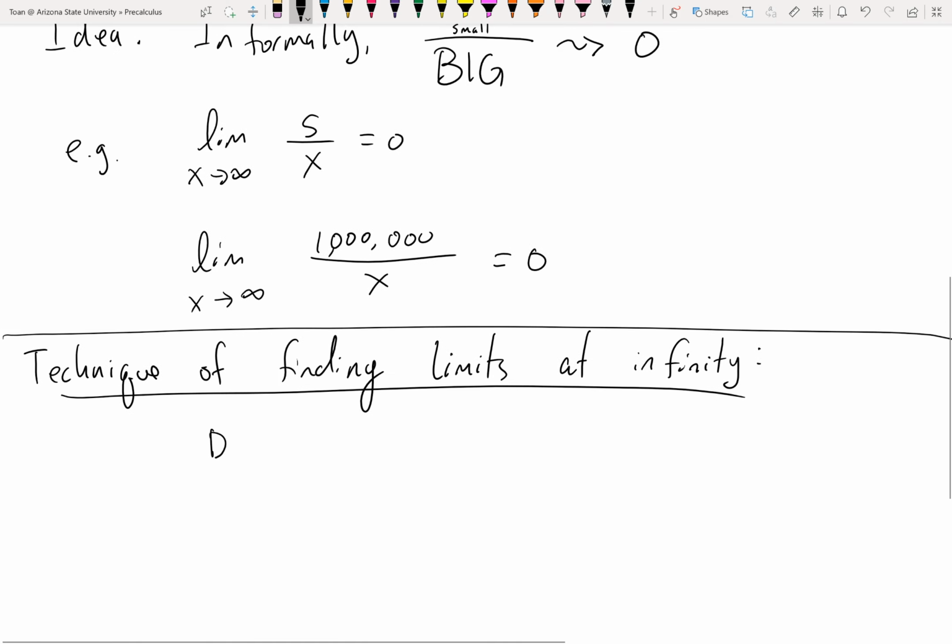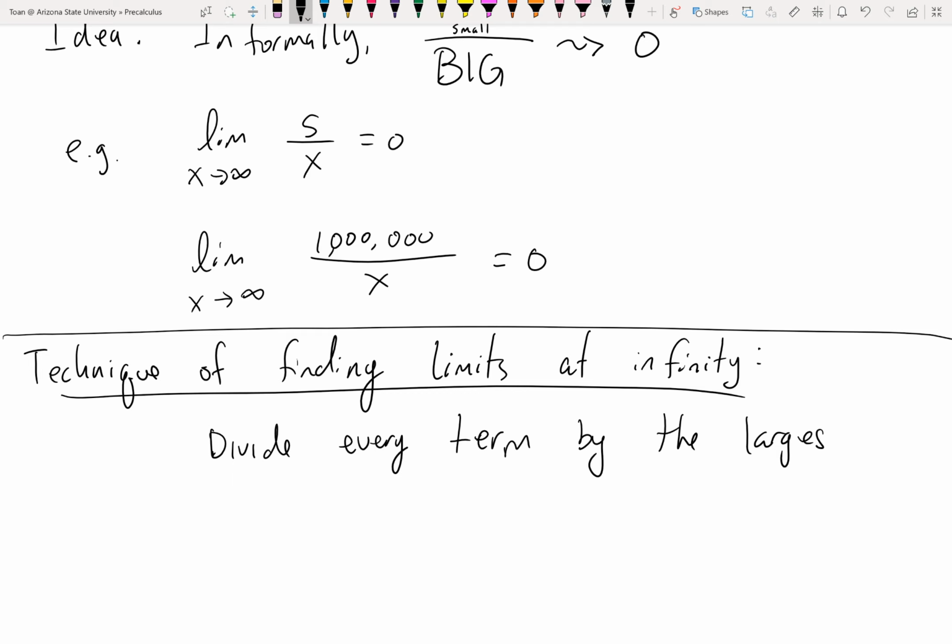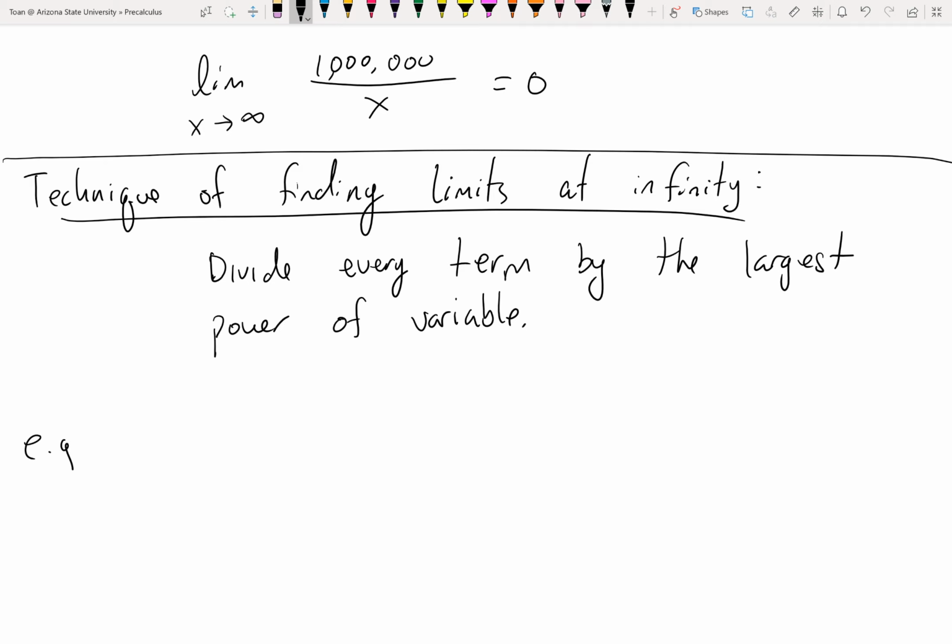You want to divide every term by the largest power of the variable. What do I mean? Let's do the example that we did before. We know the answer should be 1, right? So the limit as x approaches infinity of x squared minus 1 over x squared plus 1.